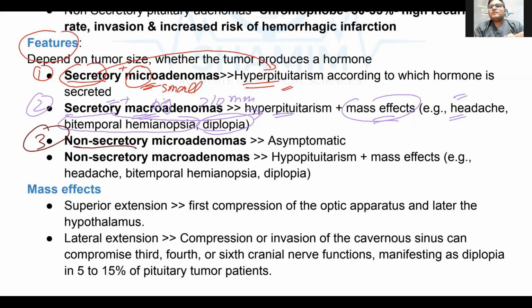Okay. But the next very important, the third point, is non-secretory and microadenoma. You saw that it is non-secretory, so there will be no symptom. And it is a microadenoma, so it will never have mass effect. So it is asymptomatic. It is very easy, no problem, non-secretory microadenoma.